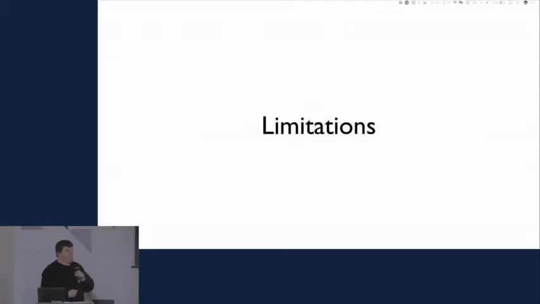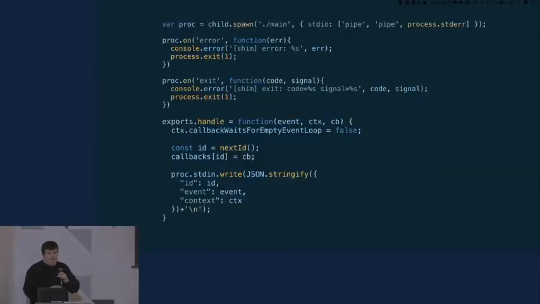So there are some limitations to using this shim, because ultimately this is what's going on behind the scenes. Main is your compiled binary, and then this is what happens inside. The handle function here that is in JavaScript is being called every time by Amazon.